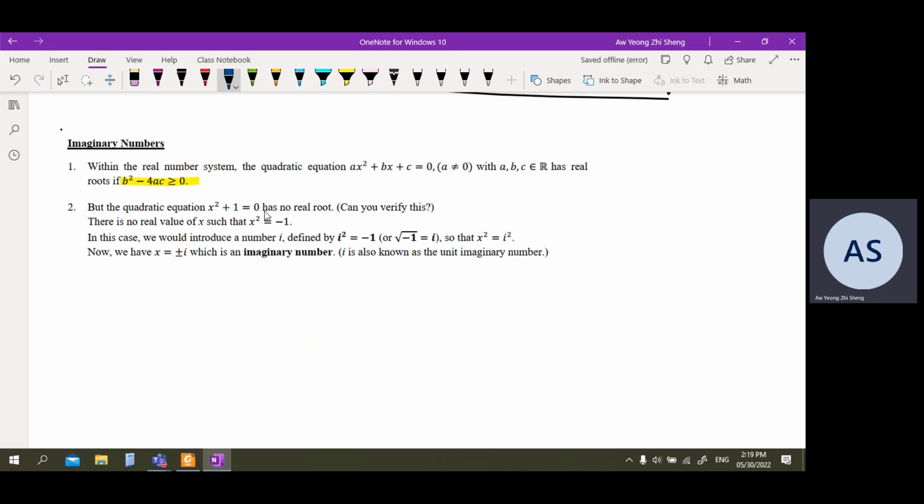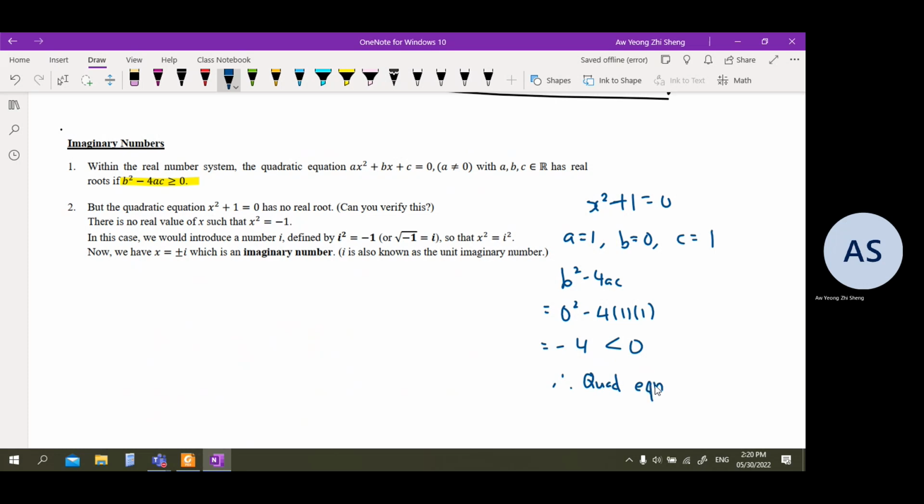x squared plus 1 equals 0 has no real root. To verify this, x squared plus 1 equals 0. This equation has the value of a being 1, b being 0, and c being positive 1. So its discriminant b squared minus 4ac is 0 squared minus 4 times 1 times 1. You get negative 4, which is less than 0. Therefore, the quadratic equation has no real root.